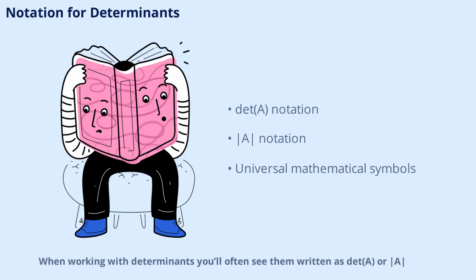In working with determinants, you'll often see them written as det(A) or |A|, where A is the matrix in question. This notation is universal in mathematics and helps distinguish the determinant from other matrix operations. Whether you're reading a textbook or solving problems, recognizing this notation is key. It's a simple way to refer to the determinant without confusion, making calculations and discussions much clearer.